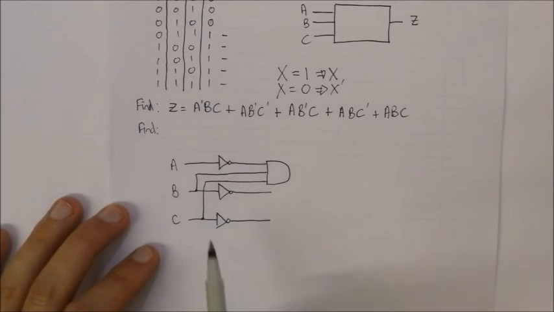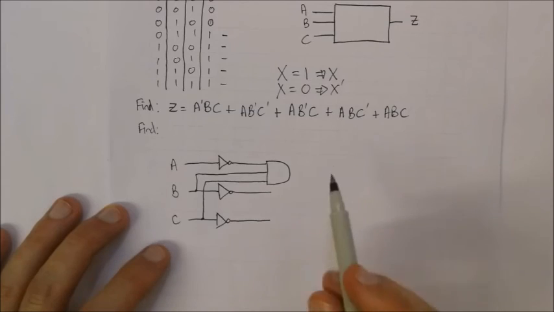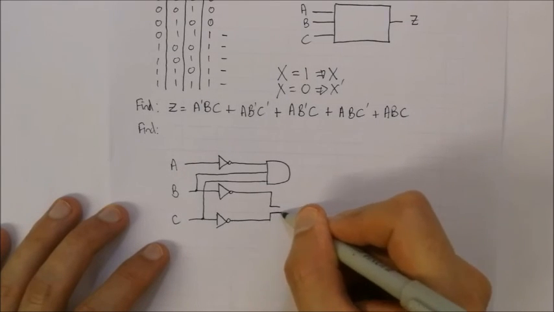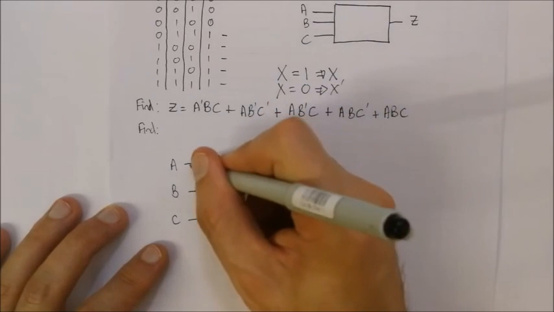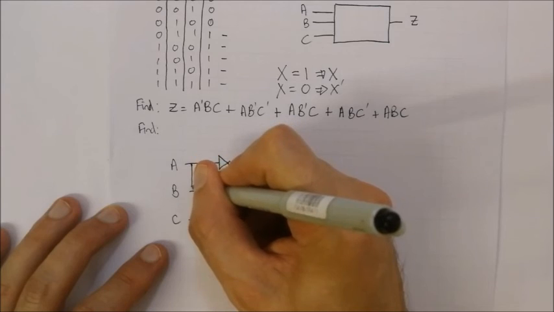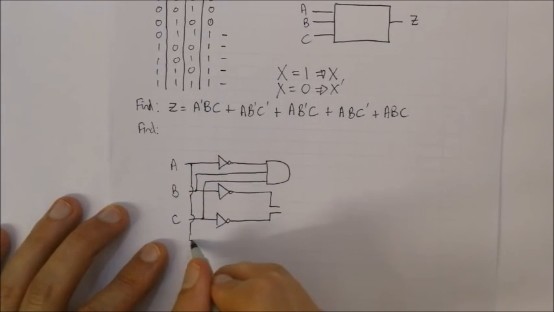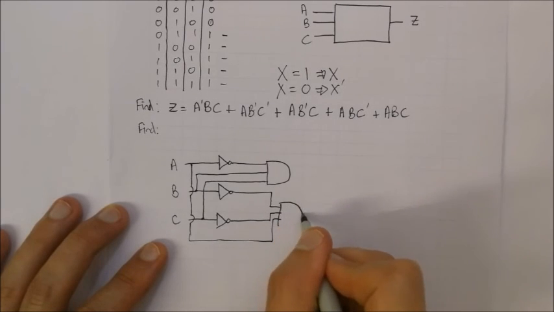Alright, now let's look at the next term. We've got A, B naught, C naught. Okay, so we've got B naught and C naught over here already, as such. Now we just need A. So A we can take over here, tap off from there, go over here, and we can have it as an input over here. And we put that through an AND gate.